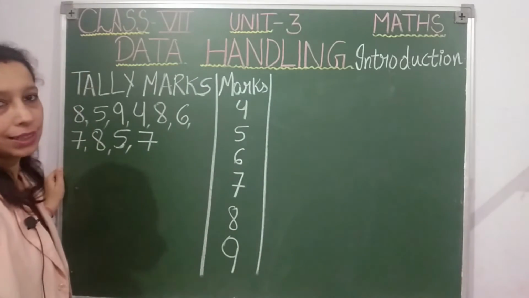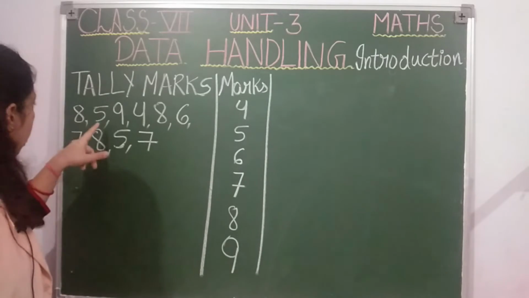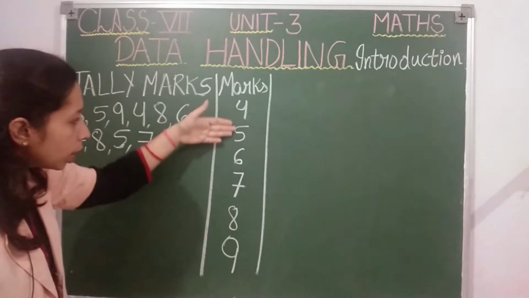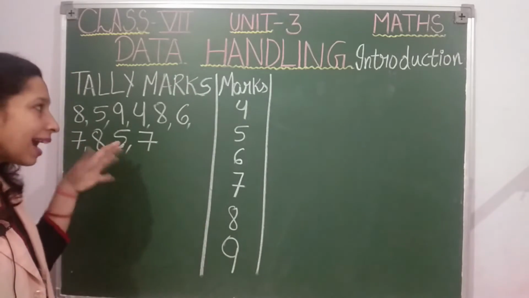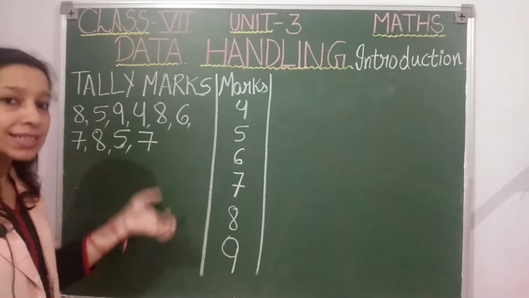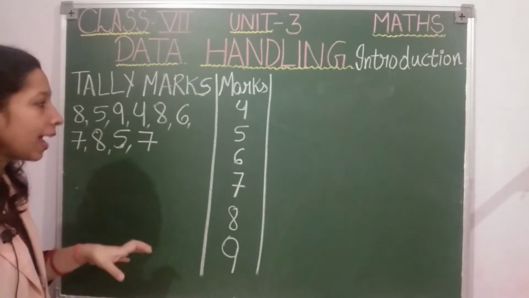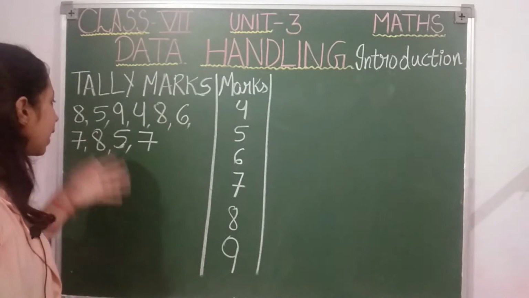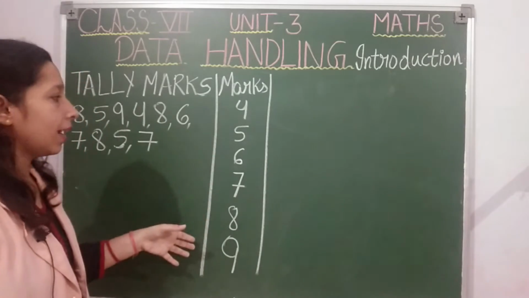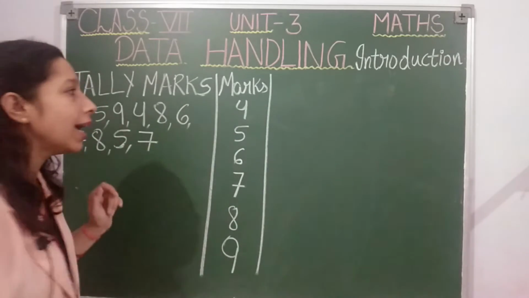I have written the marks here. Clear, students? See, here 5 is given 2 times. So no need of writing 5 2 times here. That we are going to show using telemarks. That is why we have come to use telemarks, so that if some number is repeatedly coming, there is no need to write it again and again. You are going to represent it using telemarks.